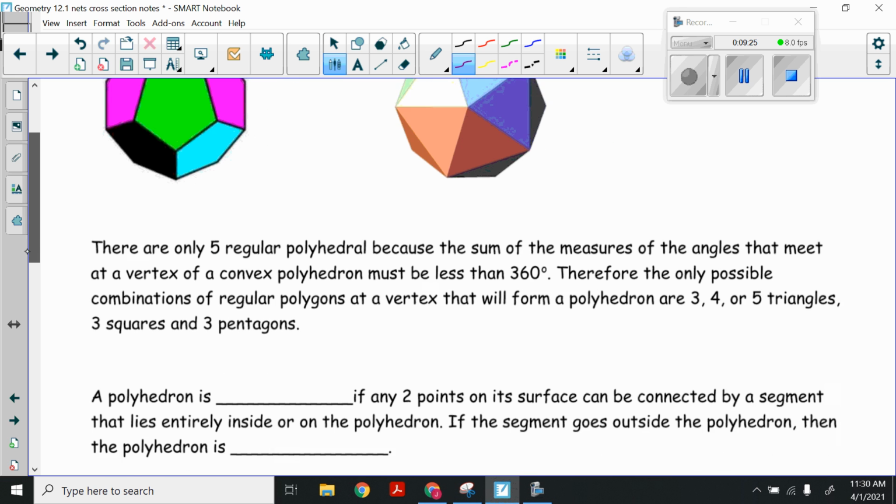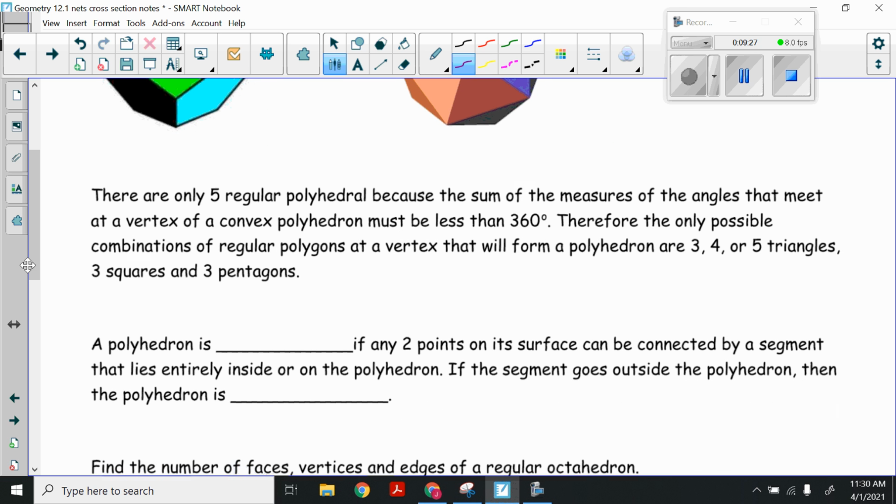There are only 5 regular polyhedra because the sum of the measures of the angles that meet at a vertex of a convex polyhedron must be less than 360 degrees. Therefore, the only possible combinations of regular polygons at a vertex that will form a polyhedron are 3, 4, or 5 triangles, 3 squares, and 3 pentagons.